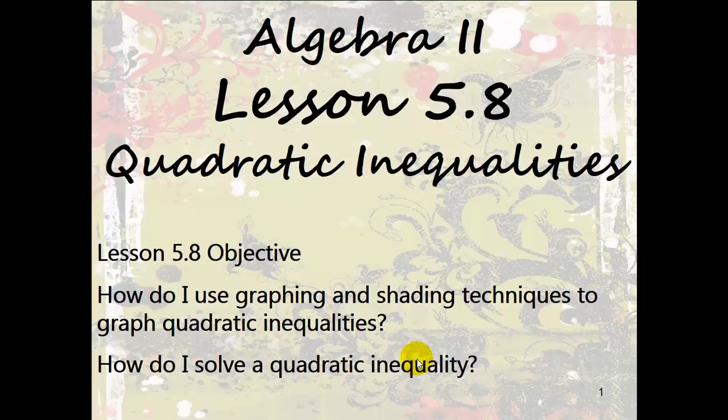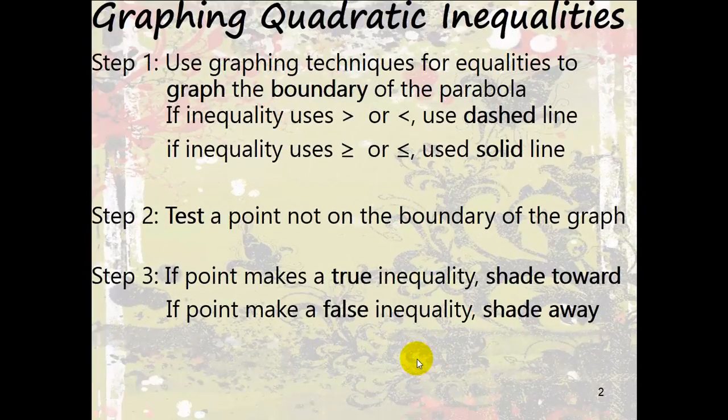Inequalities and finding solutions to quadratic inequalities. When we're graphing a quadratic inequality, we apply all the same principles that we already know. We're going to graph the boundary line. That's going to be the function. If the inequality is exclusive, we're going to use a dashed line, and if it's inclusive, we're going to use a solid line.